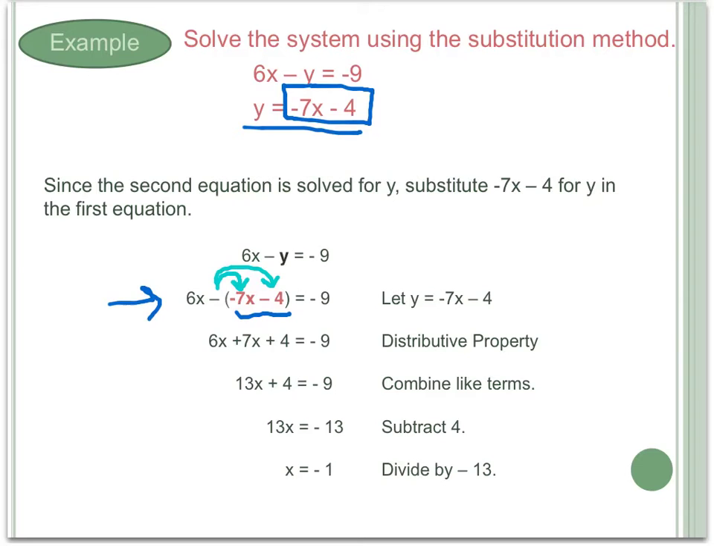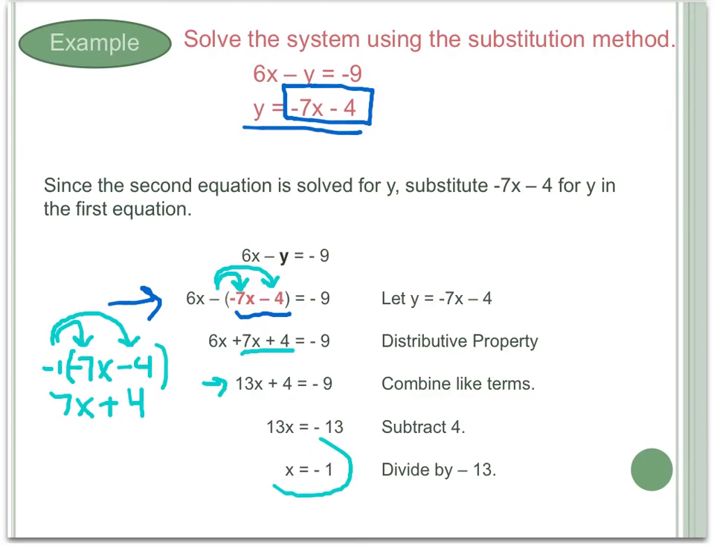Just a refresher, when we use the distributive property, we multiply the number in front of the parentheses by whatever's inside the parentheses. So if we have that -1, we distribute it to the -7x, we're left with 7x. When we distribute a -1 to the -4, we have -1 times -4, which is a +4. And that's how we get this 7x plus 4. After combining like terms, we're left with 13x plus 4 equals -9. And solving for x, we find that x equals -1.